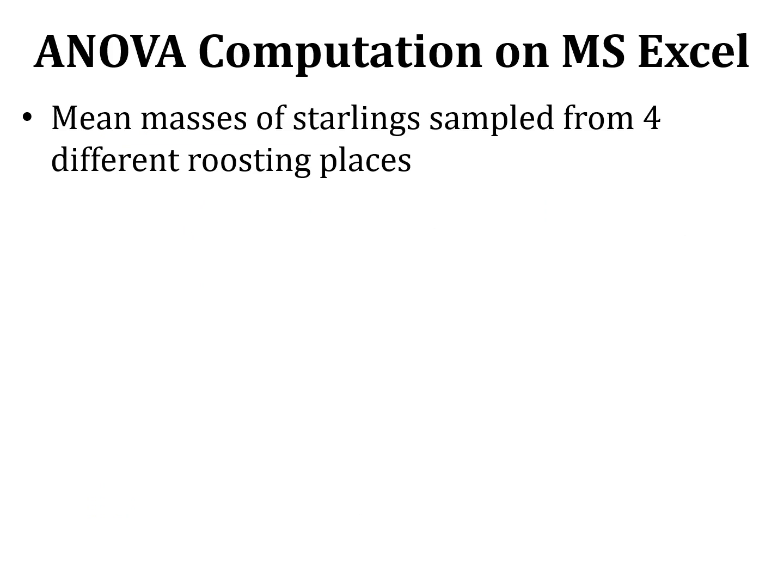In this section, we are going to see how ANOVA computation can be done in Microsoft Excel. For that purpose, we are going to take the example of the mean masses of starlings sampled from 4 different roosting places. This is the same example that we solved during the exercise of one-way ANOVA. So we are going to use the same example here, and we will see whether the results are going to be the same or not.